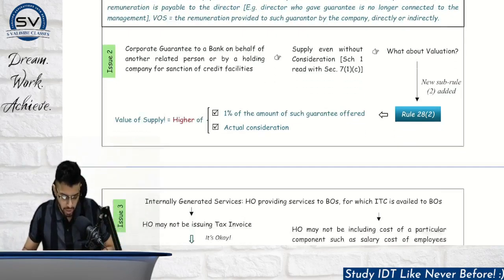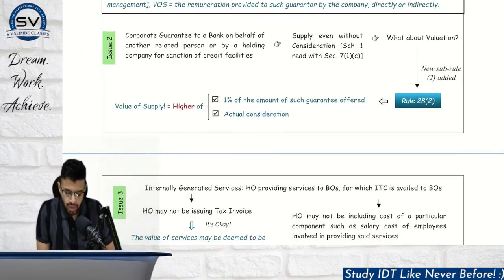Done? Okay. Now issue number 2, corporate guarantee. Now this is important. This was tested in your RTP as well. It can be asked in your exam also.